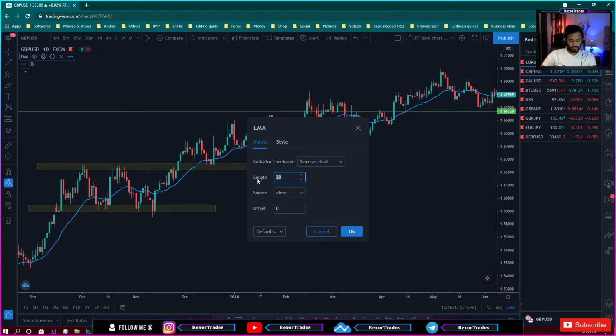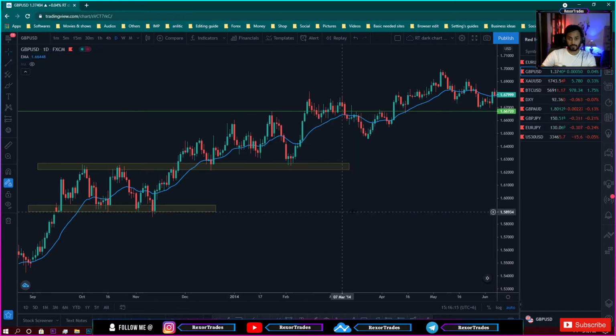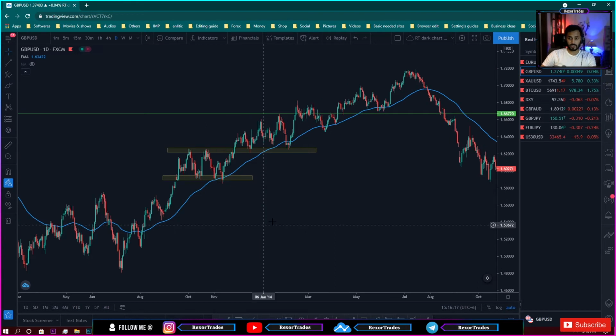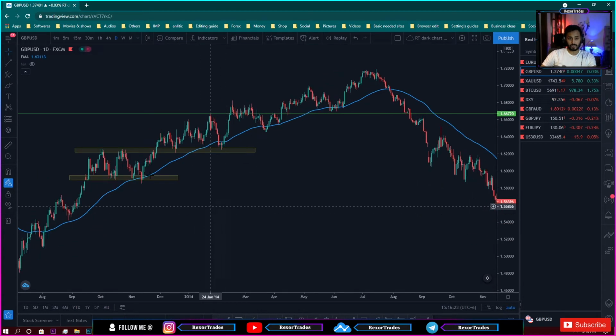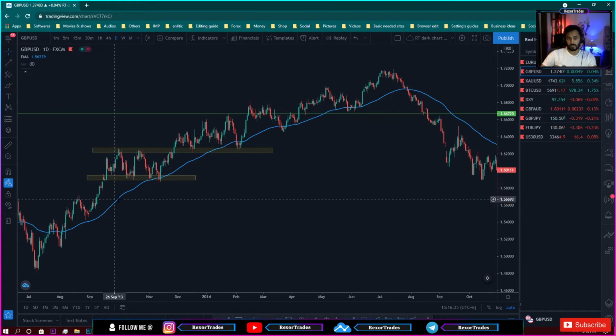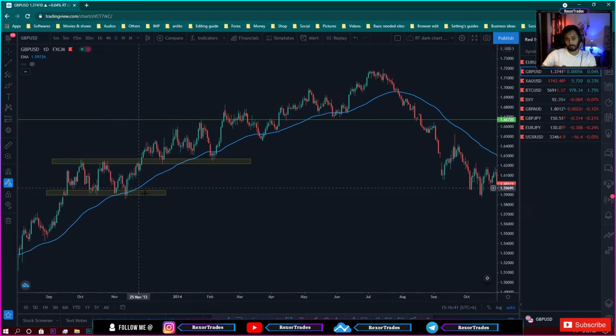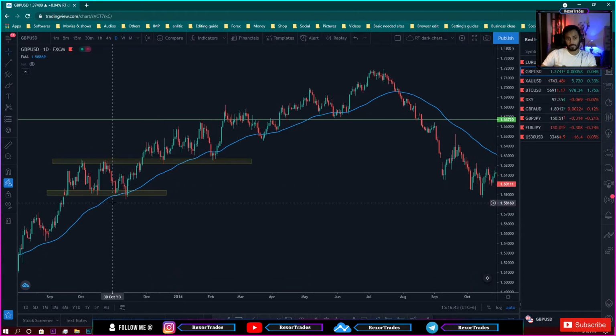Let's set it to 60 and see if the market values that period more. You see, now the market respects this moving average better, because you see all these retests on this moving average, and after the retest the price moved up like this. This moving average isn't showing that the price is moving in a downtrend until it really did move in a downtrend. So obviously this period is being respected by this pair much better than the 20 period moving average.